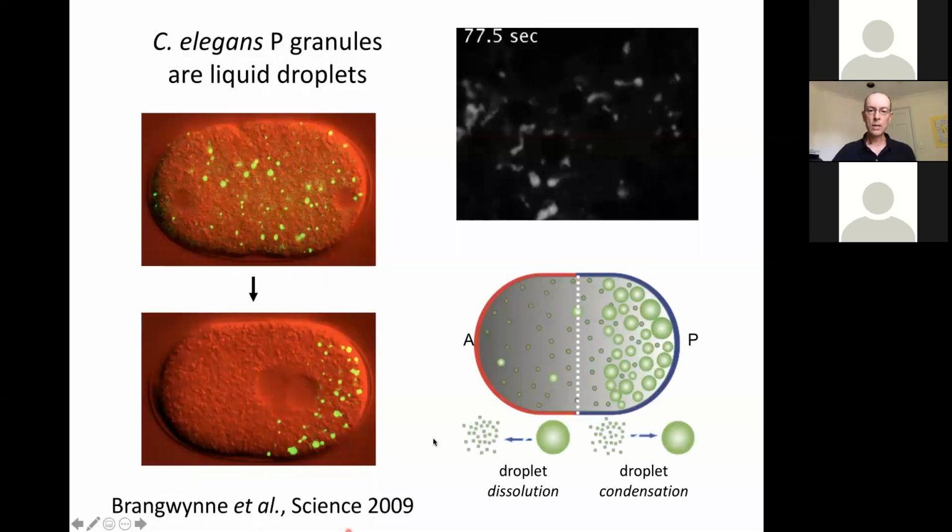And the idea is that this cell has a polarity. It has two different ends. A is for anterior and P is for posterior. And these are established actually by the entry point of the sperm into the egg. And so a lot of things happen in the cell. Lots of different proteins live at the A end. Lots of different proteins live at the P end. And what these do is that they establish a gradient inside the cell of the material that goes into these droplets. And so the idea is very much like oil and water.